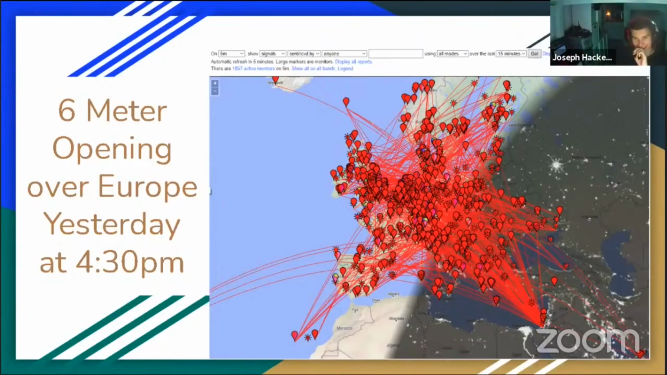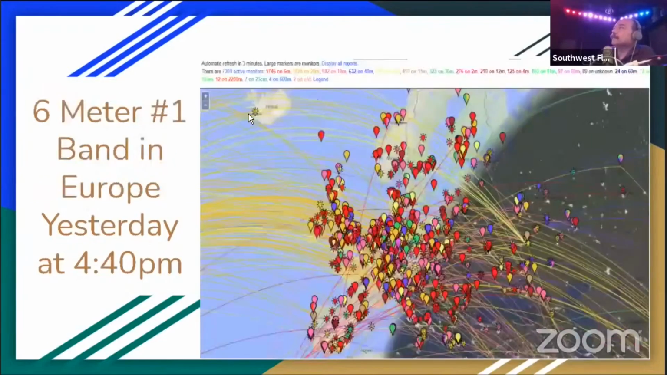Holy cow. Look at that. Yeah, man. That's a buttload of 6 meter. And anyway, here's 6 meter, the number 1 band in Europe yesterday. That's what it looked like with all the bands combined. I want you to look at that.